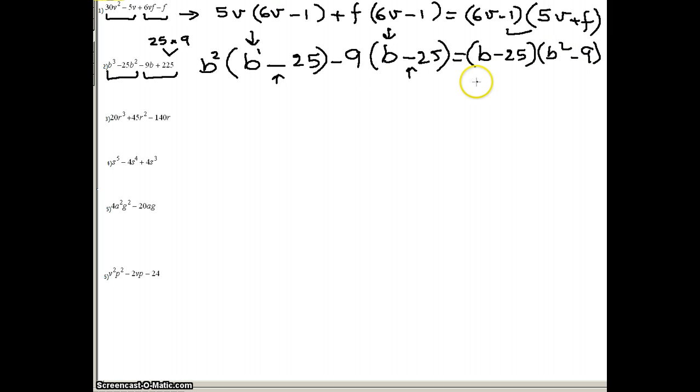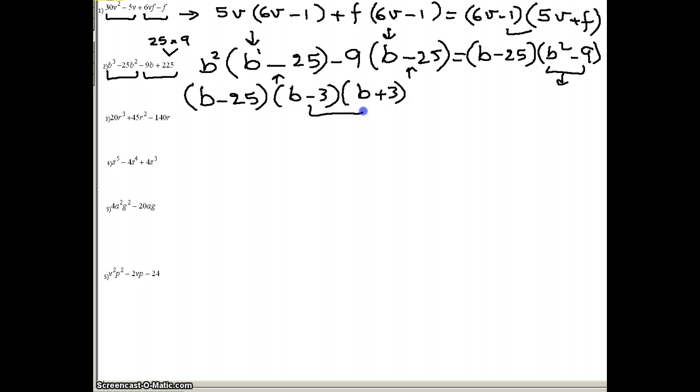The only thing with this problem, I cannot stop here, because this is called a difference of two squares, and I can factor this to b minus 3, b plus 3. So my final answer here would be b minus 25 times the factored b squared minus 9, which is b minus 3, b plus 3. Again, this is called difference of two squares. That's how we factor difference of two squares. It's a pattern: a squared minus b squared is a minus b, a plus b.